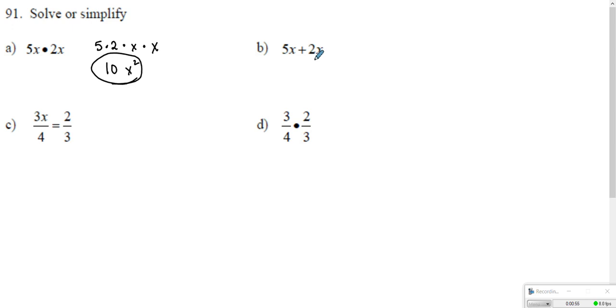5x plus 2x, these are just like terms. We're going to add these together. 5 x's and another 2 x's, 5 plus 2, 7. But notice x is kind of like a unit almost, is how we're thinking about it. It's the term. 5x plus 2 more x's, I get 7x's altogether.